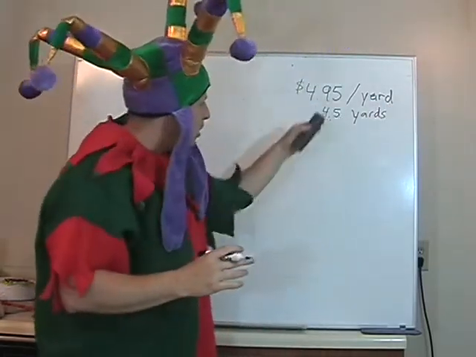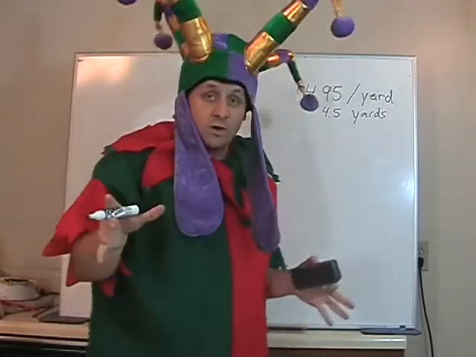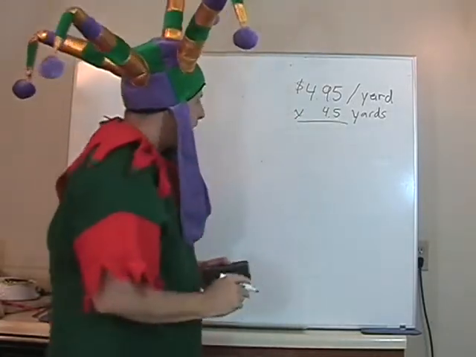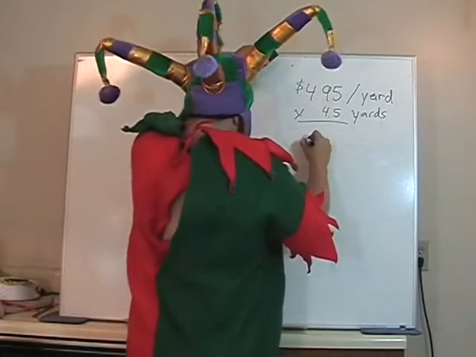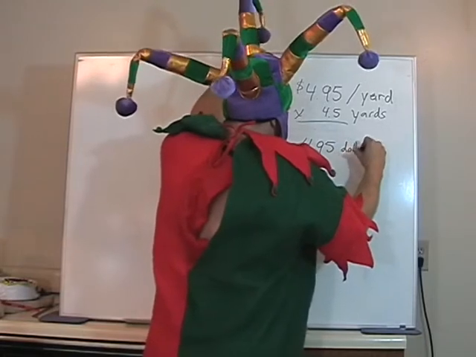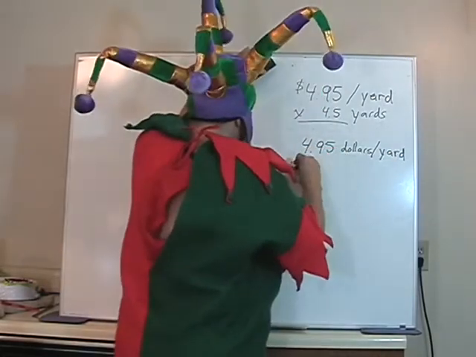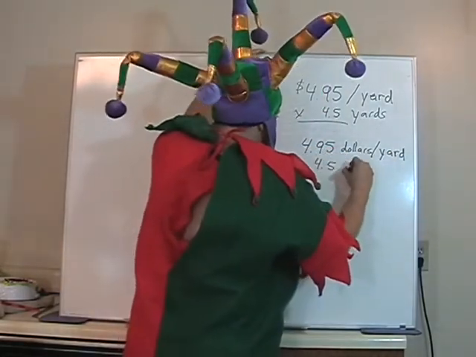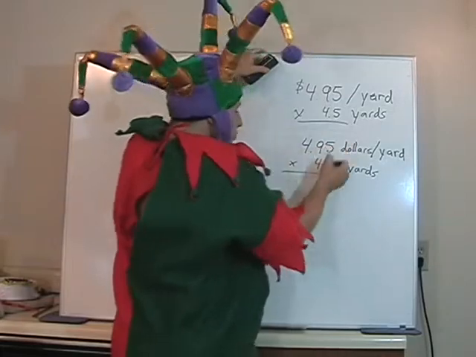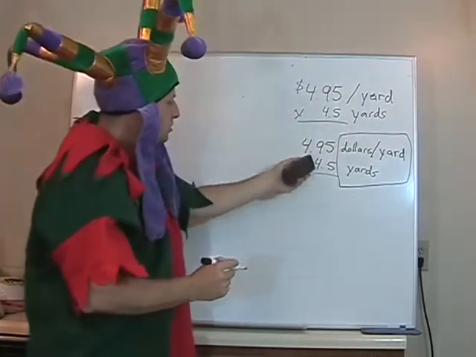So, if this fabric costs $4.95 per yard, and we need 4.5 yards, in order to find out how much we're going to spend, we need to multiply. In fact, I'm going to rewrite this: $4.95 per yard, multiplied by 4.5 yards. Later I'll show you exactly why I did that, but for now, we're going to multiply those two decimal numbers together, and forget about the units for a moment.